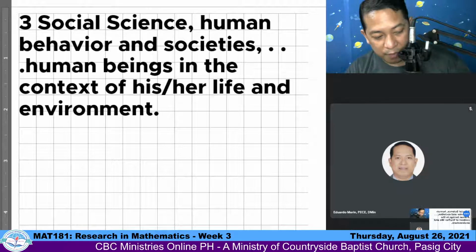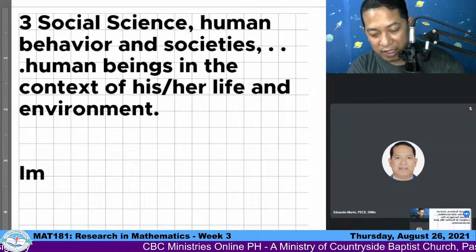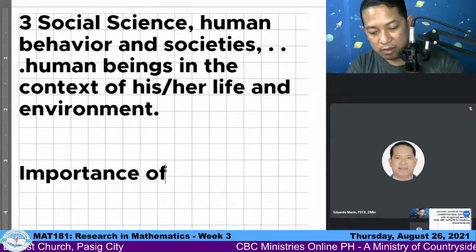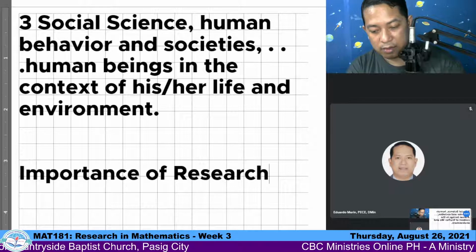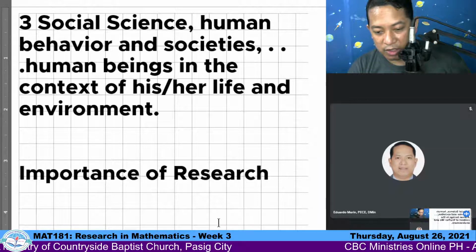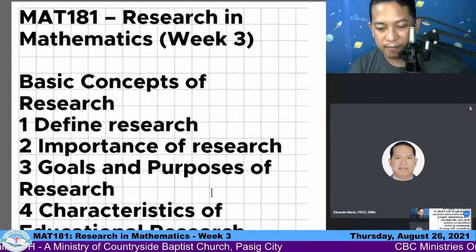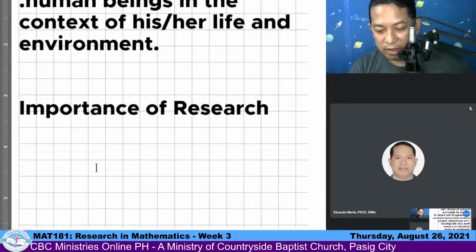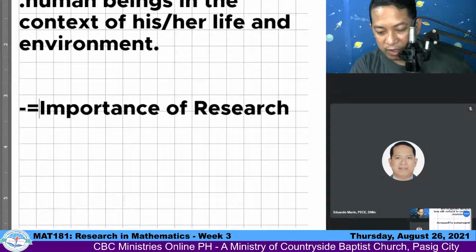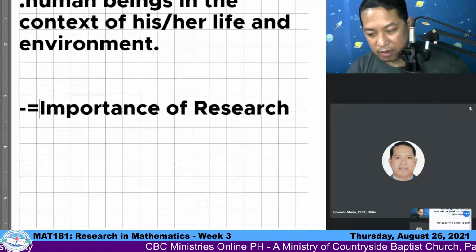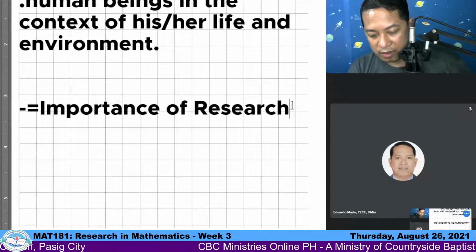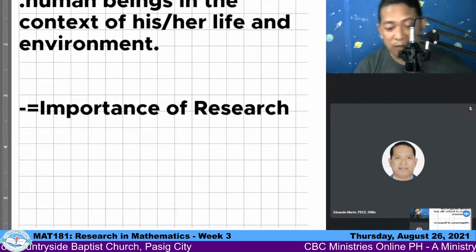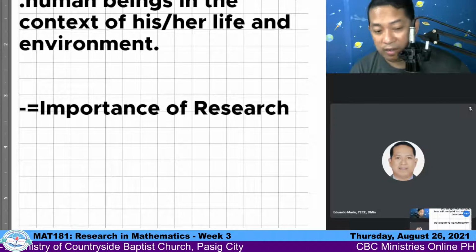let's move to the importance of research. Mahalaga yung makita natin yung kahalagahan ng research. So the importance of research. First, we define it, and then we look into the importance of research. We need to recognize this importance, kasi sometimes it would be our motivation for further research, kapatid.